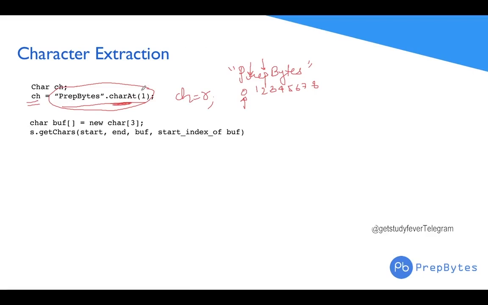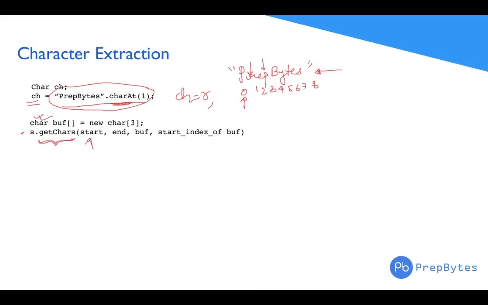Okay. Now let's say I want to create a character array which contains characters from this particular string. So we can use the method getChars. I have created a character array buff, and let's say s is prepbytes here. So we will call the getChars method, and let's see what are the parameters that we will pass.